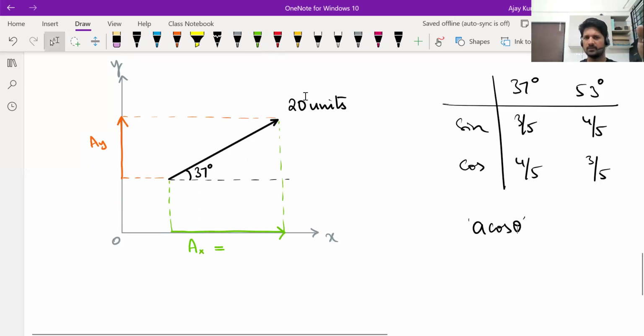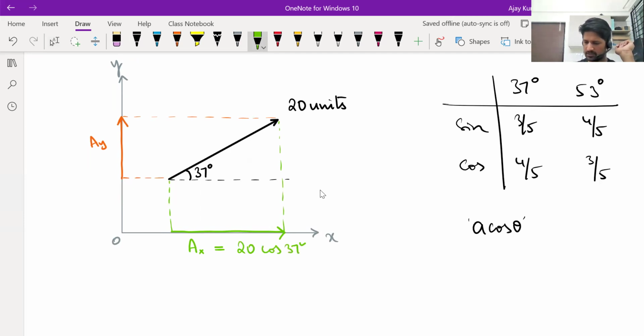So this vector's magnitude is 20. Angle it makes with x-axis is 37 degrees. So Saket, tell me, how will you calculate the x component? So 20 into 4 by 5, 20 cos 37 degrees. 20 into 4 by 5 becomes 16 units. Correct. That if that black arrow's length is 20, then the green arrow's length will be 16. That is what it means.